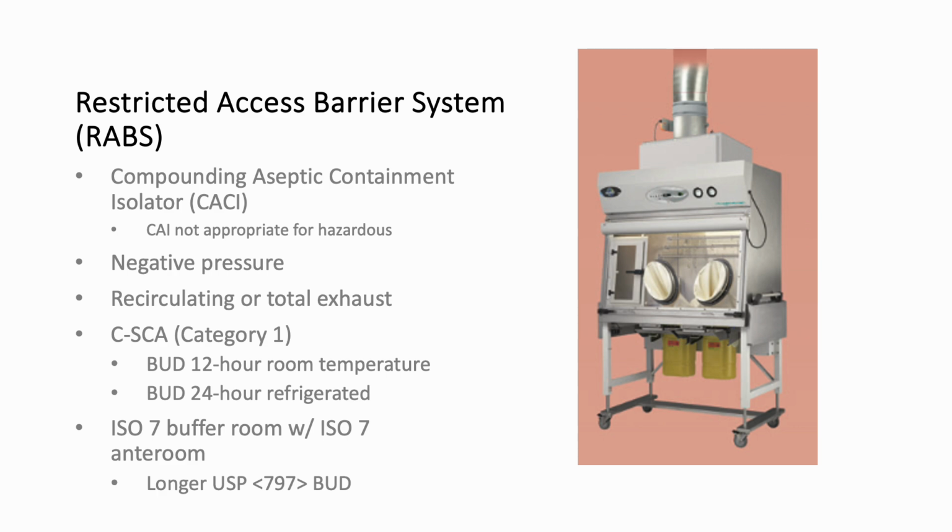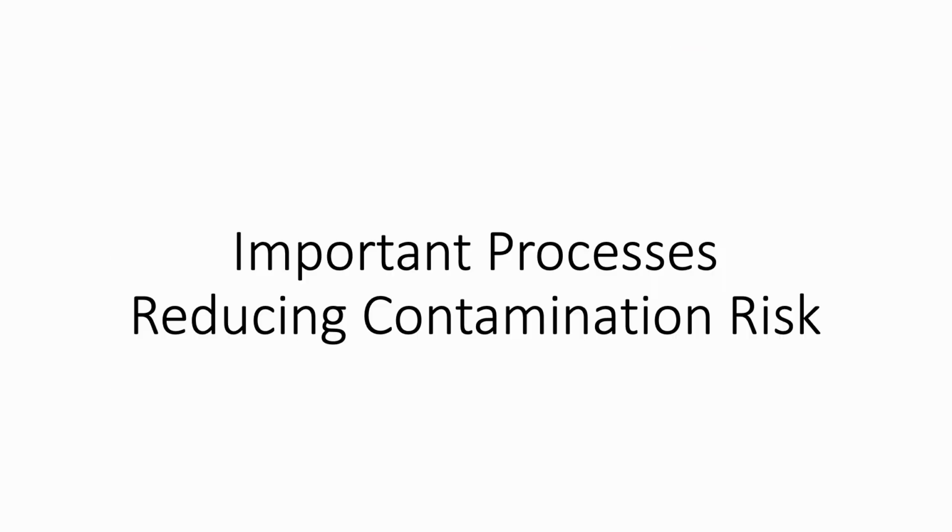This RABS system would have to be in a full compounding room suite with a buffer room and an anteroom in order to get longer USP 797 beyond use dating. We have to remember that there are important processes we put into place in order to reduce contamination during compounding.